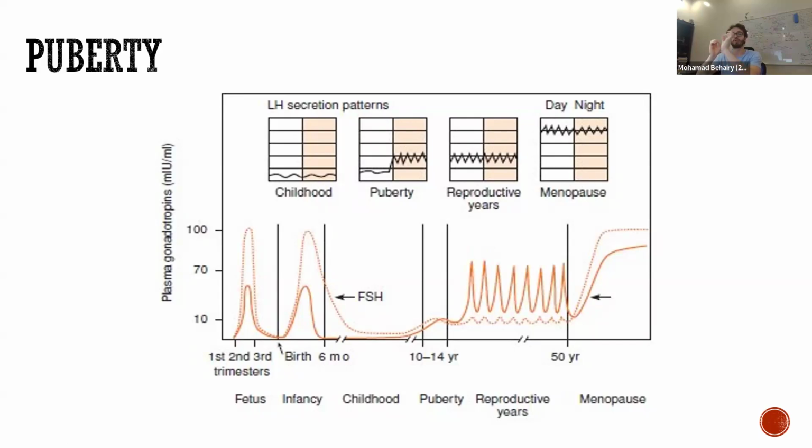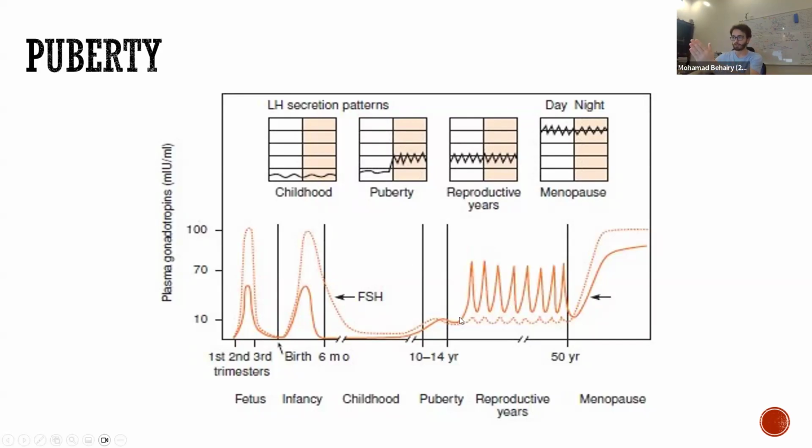Now, let's talk about puberty specifically. Puberty is sleep-induced. It happens overnight. Okay, you might be asking, what is this thing in my body that tells it that tonight will be the night you go through puberty? It's a neurotransmitter. It's called kisspeptin. This neurotransmitter will induce puberty, this overnight increase in FSH and LH.